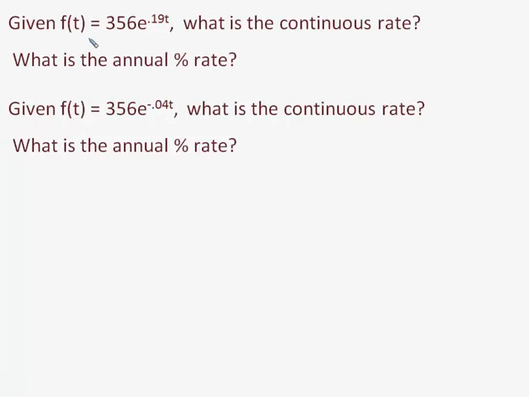In this problem, we're given a function f of t in the form f of t equals ae to the kt, where k would be the continuous rate as a decimal, and we're asked what that continuous rate is and what the annual percentage rate would be. This is a follow-up question, which is just a similar problem that I like to do at the end of the video where you have a negative rate as opposed to a positive rate.